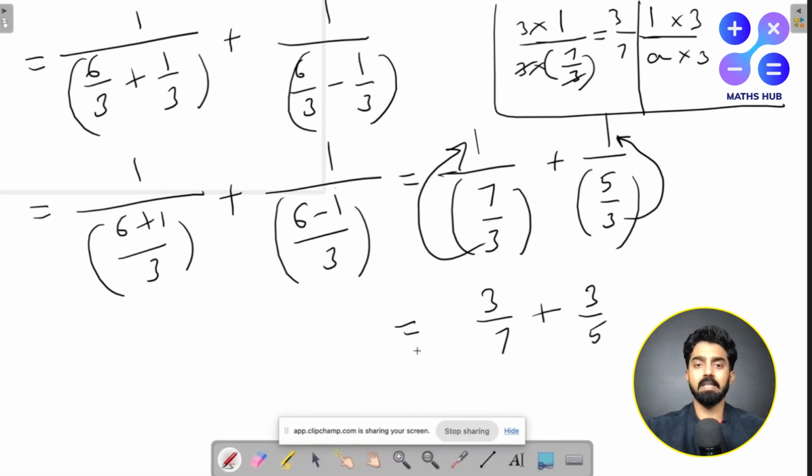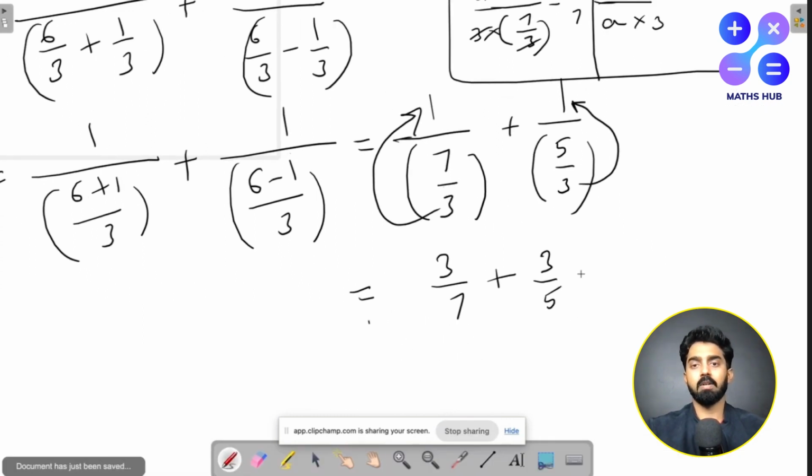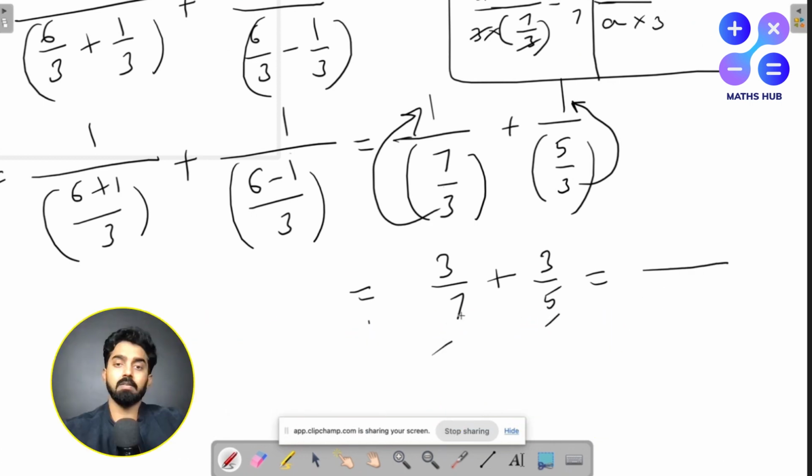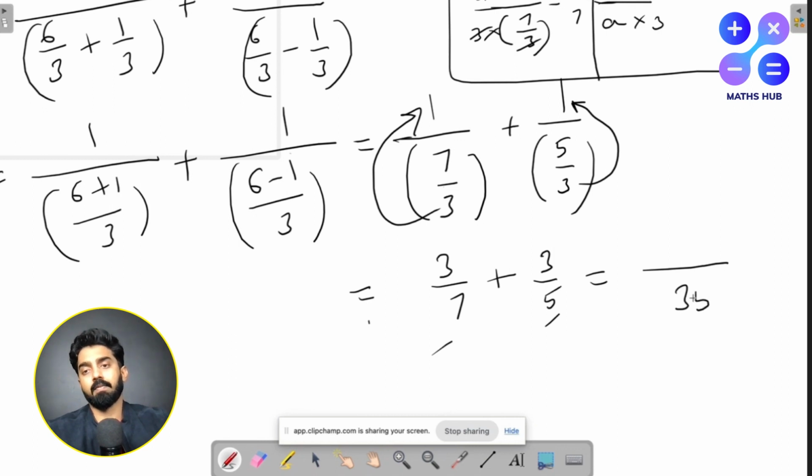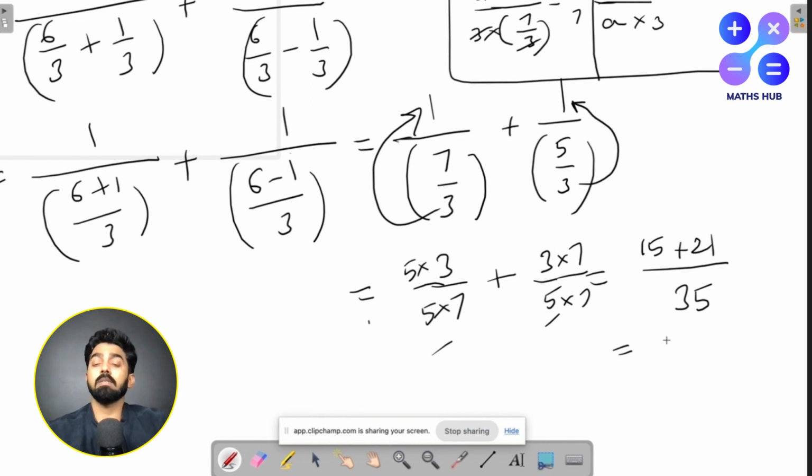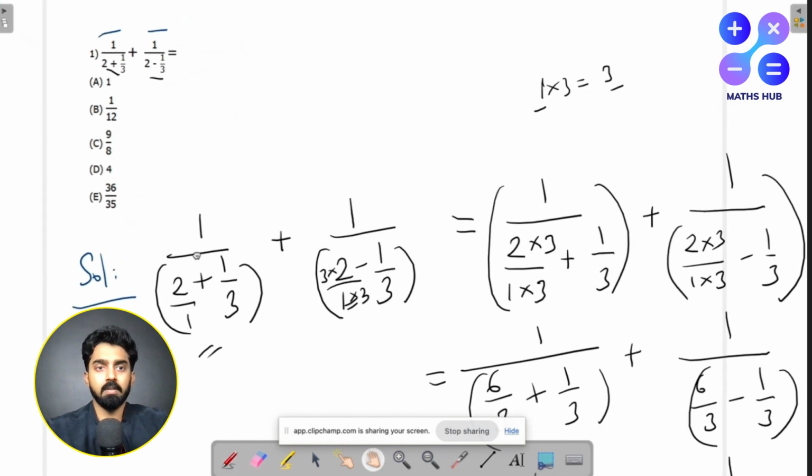And now we have to solve the addition of these fractions as well. So we need to take the LCM of 7 and 5, right? So what's the LCM of 7 and 5? Since both are prime, you just need to multiply the two, which will be 7 times 5, which is 35. So multiply this by 5, so you're going to multiply the numerator by 5 as well. Multiply this by 7, so you'll multiply the numerator by 7 as well. So that's 15. 5 times 3 is 15, and 7 times 3 is 21. So the entire thing, 15 plus 21, is 36. So it's 36 by 35. That's the final answer, right? So that's option E. Option E is your correct answer.